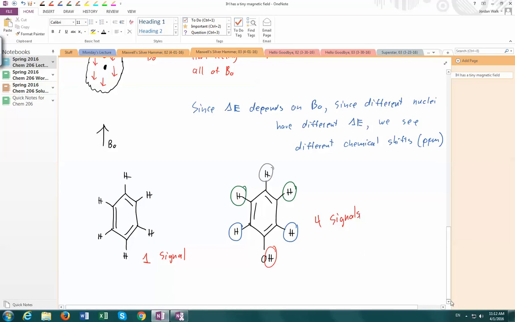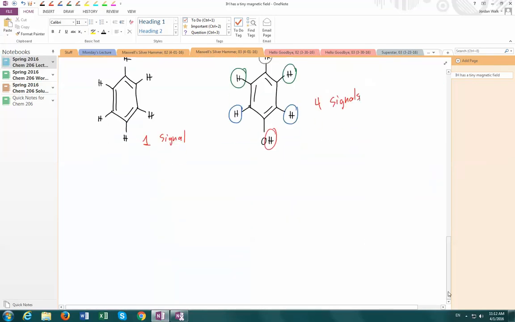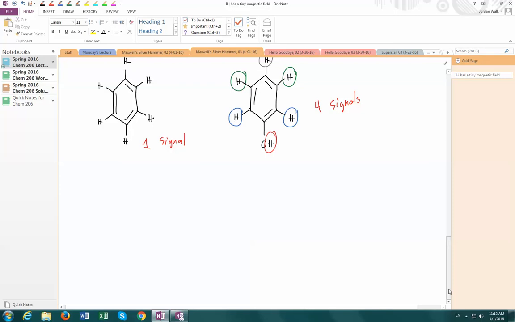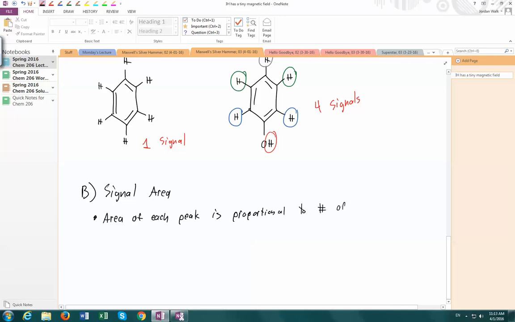Okay, so we've talked about why we see different signals based on chemical equivalency. So we're going to move right into part B. Part B is going to briefly talk about signal area. So we get different signals, and ultimately we can integrate those signals, and we see that that gives us important information. So we'll just say that the area of each peak is proportional to some number of H's.